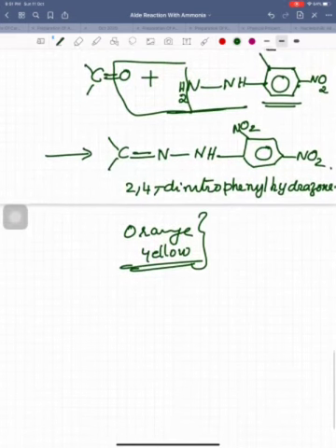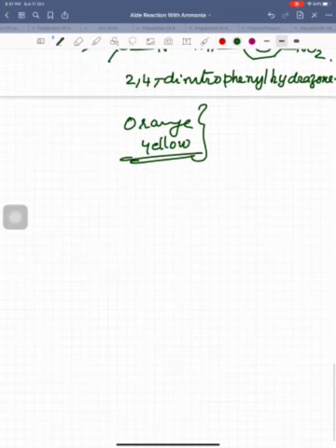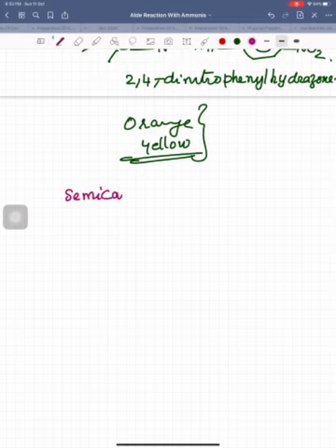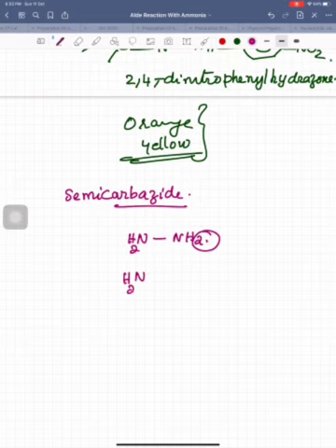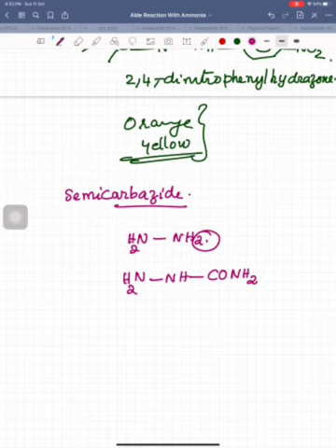Next one, the reaction with semicarbazide. For that addition we have to know what is meant by this compound semicarbazide. In hydrazine, you know that it is NH2, NH2. In this, one of the hydrogens you remove. So what happens? NH2, NH, it will be there. Along with that, when the CONH2 group is joined, it is said to be semicarbazide.